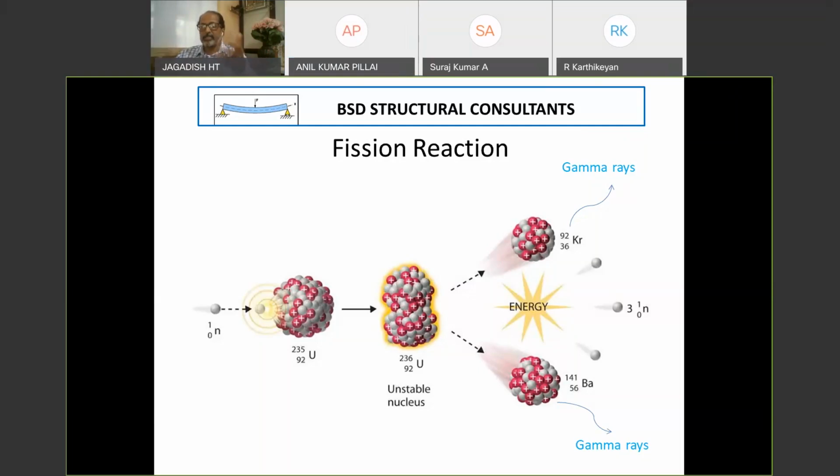But in addition, it is giving something else also. It is giving gamma rays and another 3 neutrons. Gamma rays and neutrons are actually radioactive material which can cause harm to a human being. So this particular fission reaction is now leading to something which is harmful to human beings. So what do we do now?